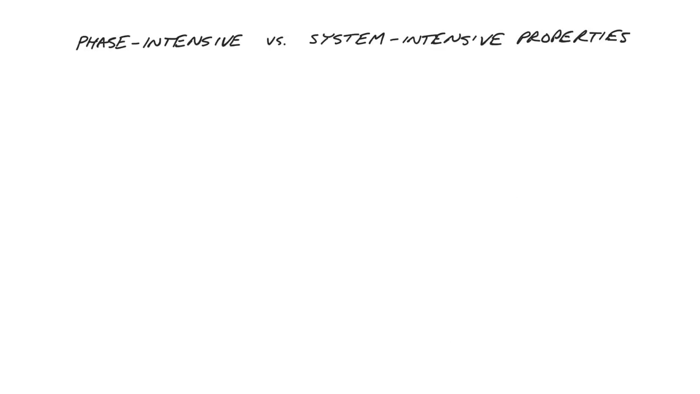An additional distinction that I think is useful to draw is between phase-intensive and system-intensive properties. If we draw our control volume such that our system only contains one uniform aggregation of molecules, called a phase, any molar or mass-specific property we define is a meaningful characteristic of the local aggregation of the molecules.